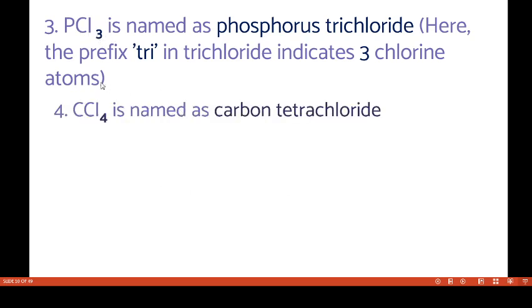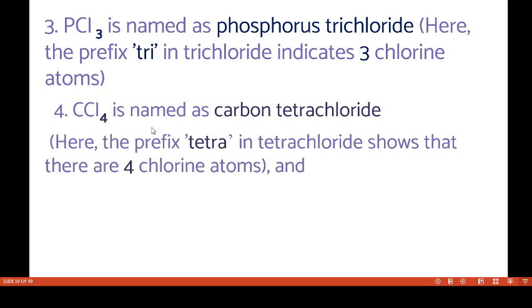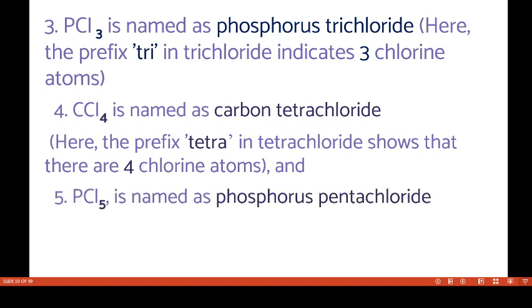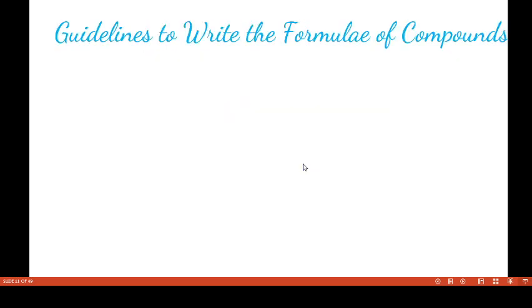Okay, CCl4. Now see, one carbon and 4 atoms of chlorine is named carbon tetrachloride. Here the prefix tetra in tetrachloride shows that there are 4 chlorine atoms, and PCl5 is named phosphorus pentachloride. That means 5 chlorine atoms, one phosphorus. So phosphorus pentachloride. Penta means 5, tetra means 4, tri is 3.